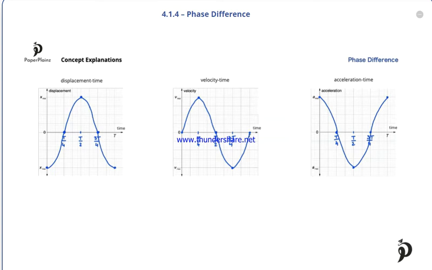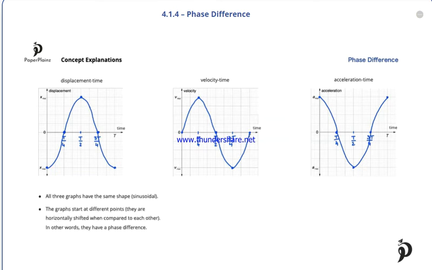Comparing the three graphs, we see that they all have the same sinusoidal shape. In other words, they are sine function graphs, and we can also observe that the sine graphs start at different points and they are horizontally shifted when compared to each other. This horizontal shift is what we call phase difference.